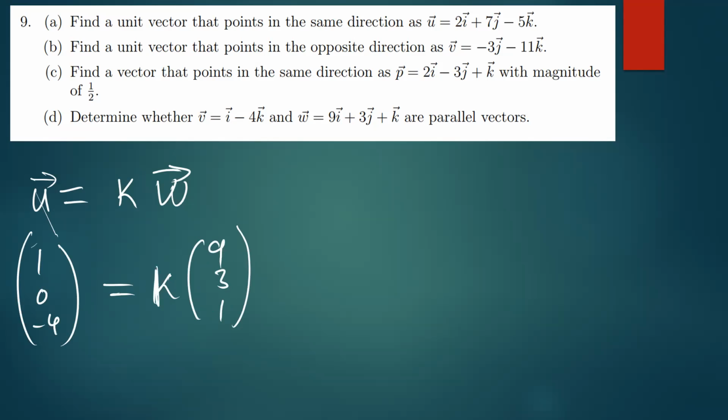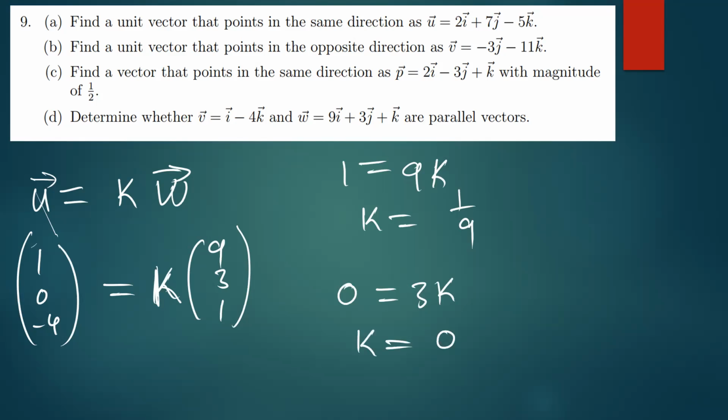So I'm going to say 1 is equal to k times 9, which is 9k. So the first value of k here is 1 over 9. Then I'm also going to say 0 is equal to 3 times k, which is 3k. So the second value of k is 0. Since the first two values of k are different, this tells us that the two vectors are not parallel.